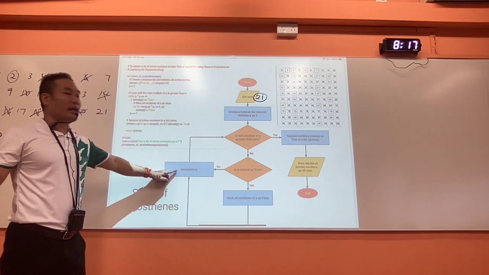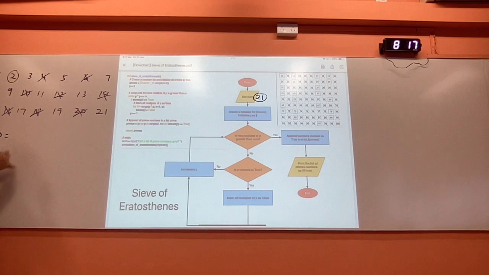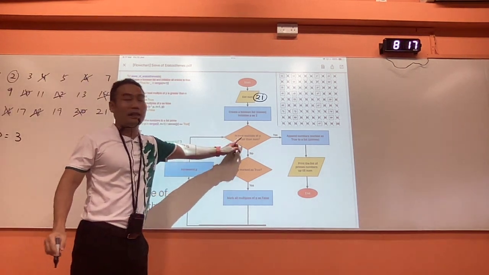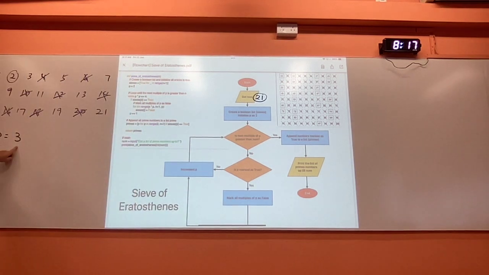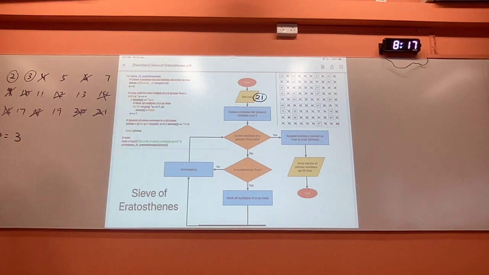We go back. Now let's increase my P. So my P now becomes 3. Then go back and ask the next question again: is it more than 21? Not yet. So we keep going. Is P marked as true? Yes, it's marked as true. Then we eliminate all the multiples of 3. This one is already eliminated. Multiples of 3 gone, gone, gone. After we reach 21, the next one is already more, so no more, stop.